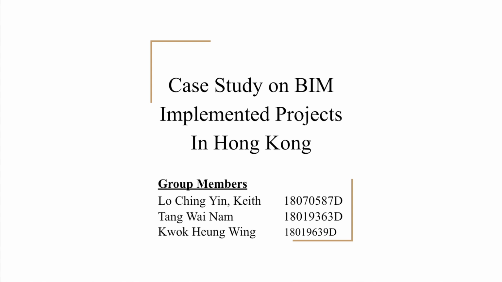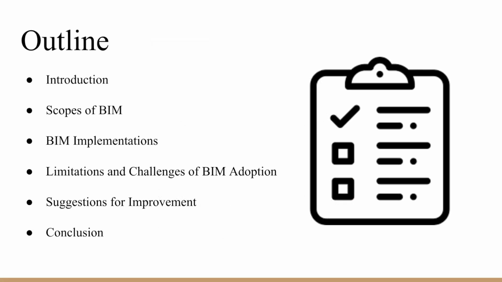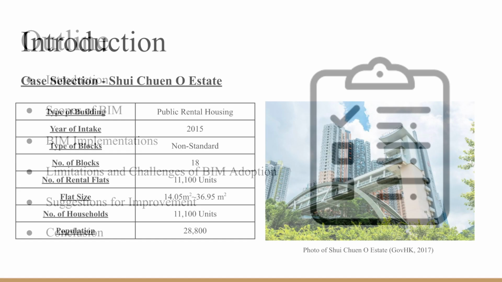Hello everyone, today we're going to present a case study on a BIM implemented project in Hong Kong. This is the outline of our project. I'll first give you a brief introduction about the background of the case we selected, and then we'll talk about the scope of BIM, the BIM implementation in this case, the limitation and challenges of BIM adoption in this case, as well as the suggestion for improvement, and end with a conclusion.